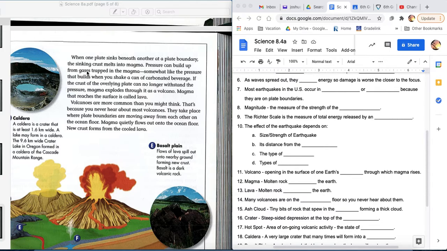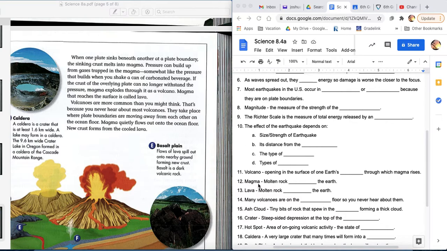Pressure can build up from gases trapped in magma, somewhat like the pressure that builds up when you shake a carbonated beverage. So if I say shake a 2 liter of soda and then open the cap, we know it explodes everywhere. If the crust on top of this overlying plate can no longer withstand the pressure, magma explodes through it as a volcano. Magma that reaches the surface is called lava.